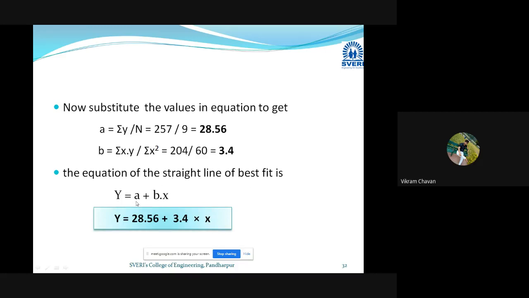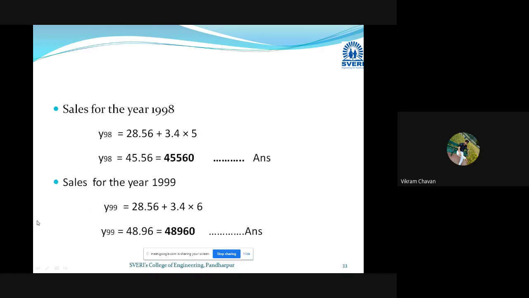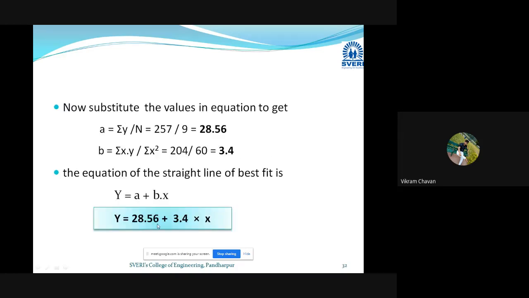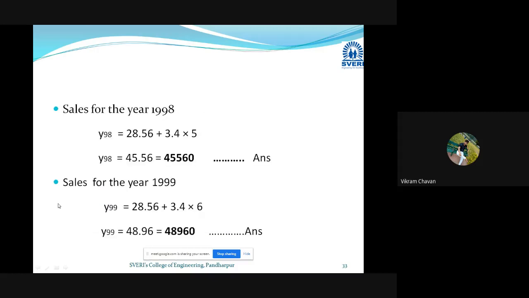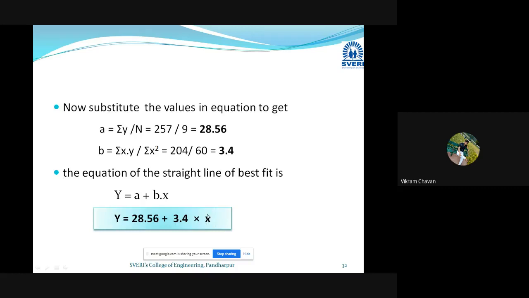The general straight line equation is y is equal to a plus bx. So we put the constant values in place of a and b. Then what is asked is to find the forecasted value for the years 1998 and 1999, which are the next years of the time series. Here our equation is y is equal to 28.56 plus 3.4 multiplied by x. x is nothing but the deviation.